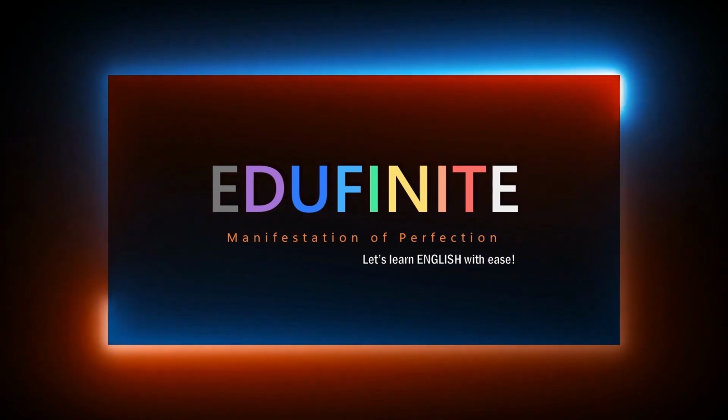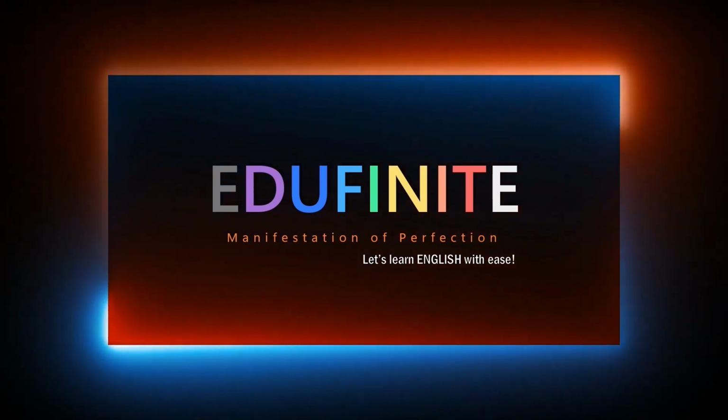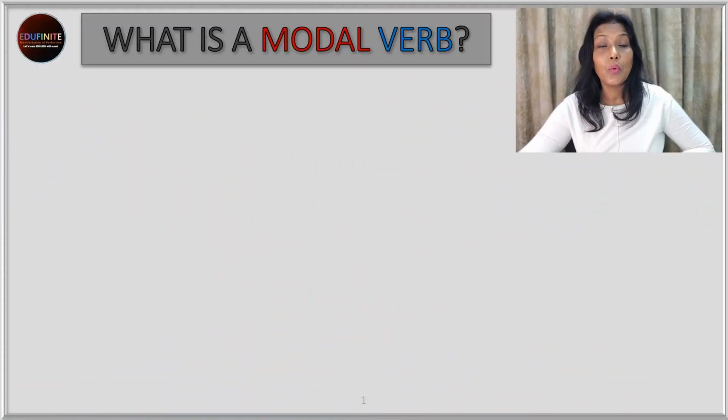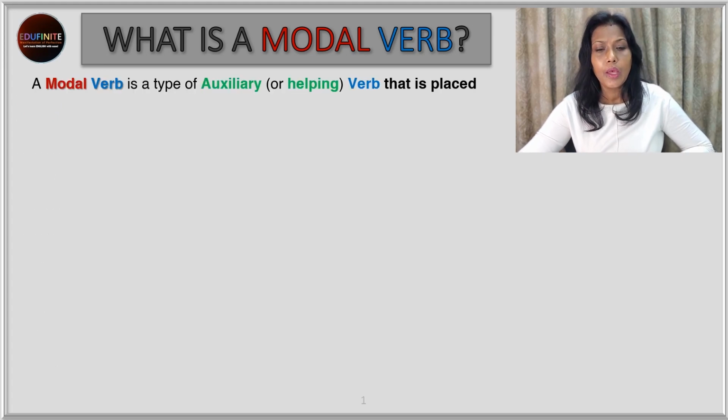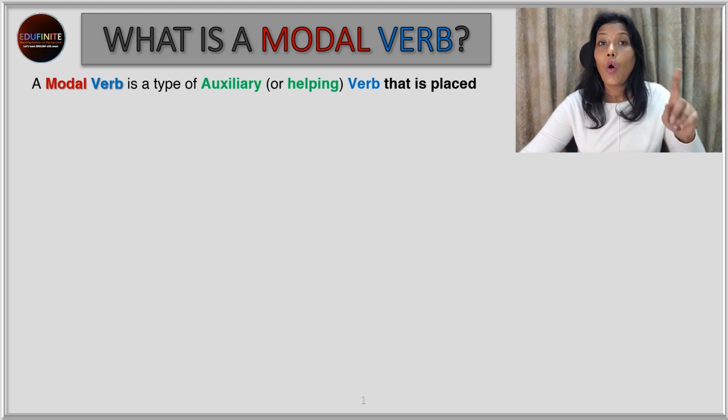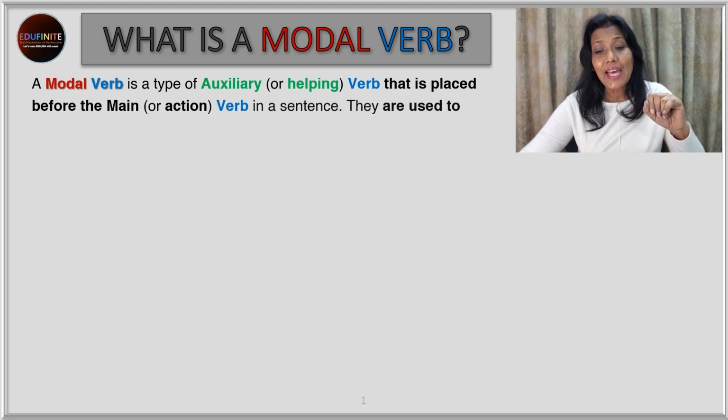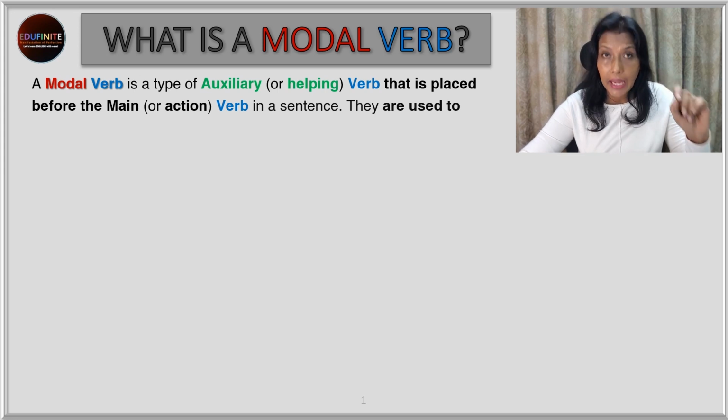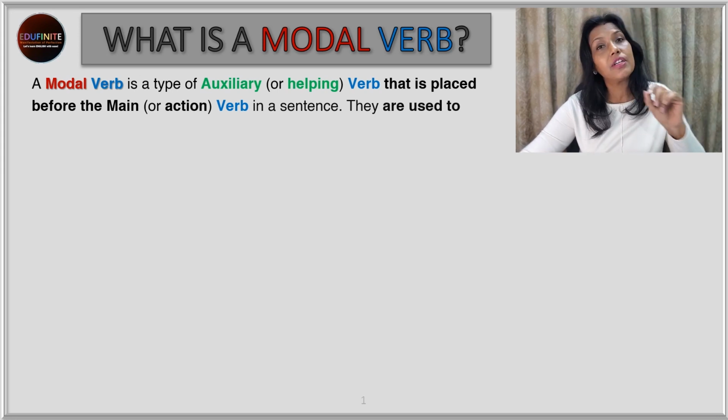Let us delve into the topic. Now, what is a modal verb? Well, a modal verb is a type of auxiliary or helping verb that is placed before the main or action verb in a sentence. That means the verb that tells us about the action that is being performed in the sentence. So before that particular verb, this modal verb will be placed.